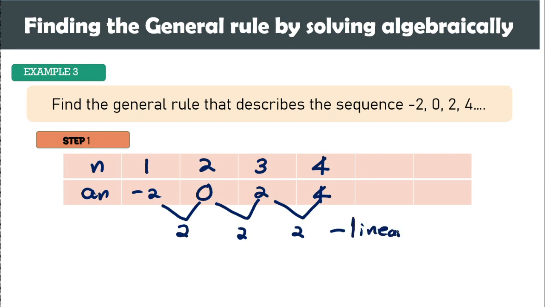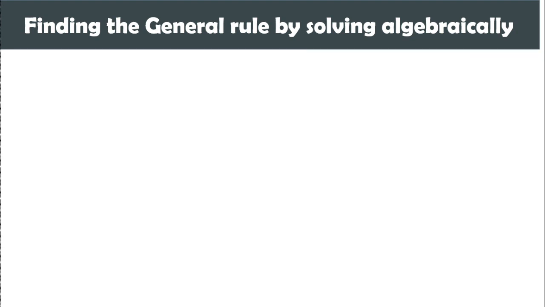is linear in nature. Since this is linear in nature, the general rule or the formula is of the form a sub n is equal to an plus b. So this is the form of the general rule. Okay, so again, we're going to list the table. We have here n and a sub n: 1, negative 2; 2, 0; 3, 2; and a sub 4 is 4. We are able to find the difference, which is 2, right?